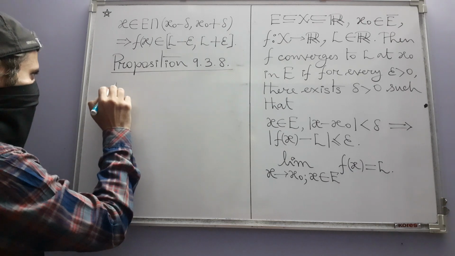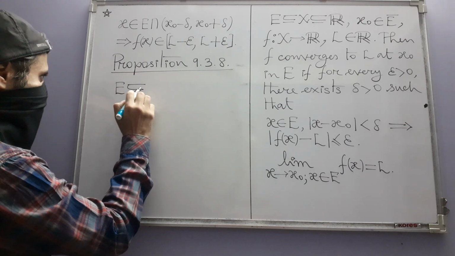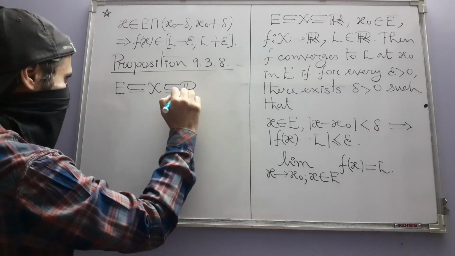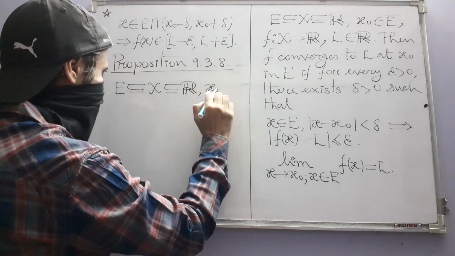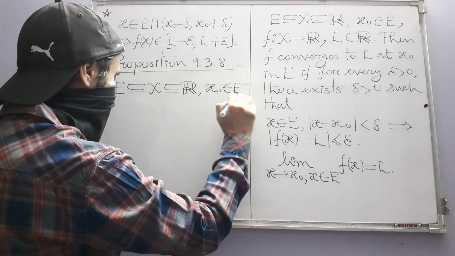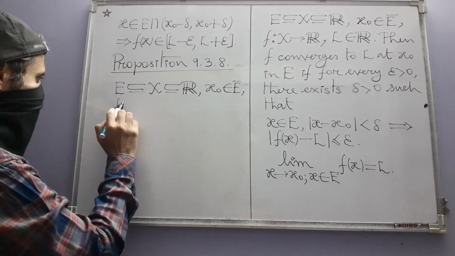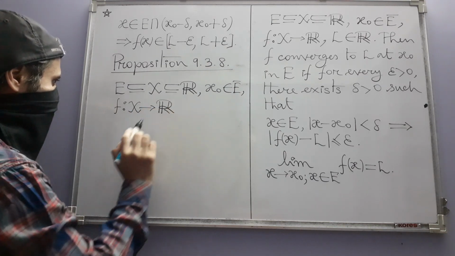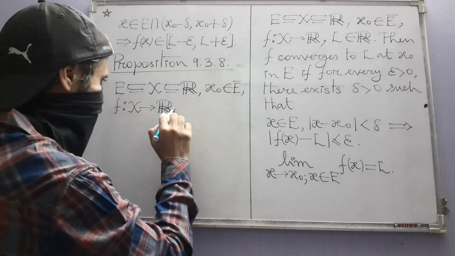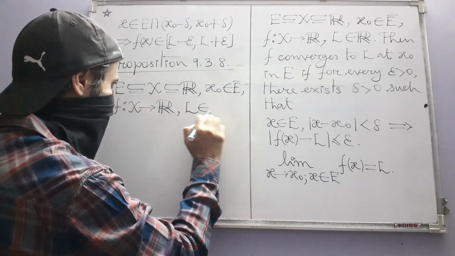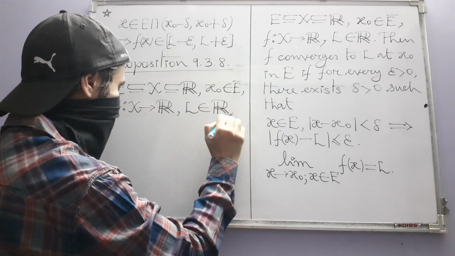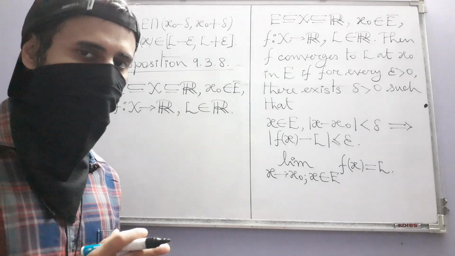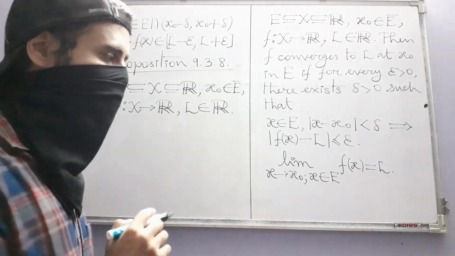We again have sets like this. X naught is an adherent point of E. There is a function f which is real valued and it has X as its domain, and L is a real number. Then we have two statements which are logically equivalent. If any one of them is true, then so is the other.